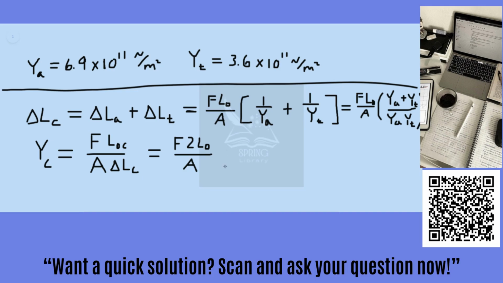So now if we plug in that value for delta L_C into our expression, and since it's in the denominator, it gets inverted. So what this is, A multiplied by Y_A times Y_T, because it's inversion, divided by F L naught times Y_A plus Y_T.